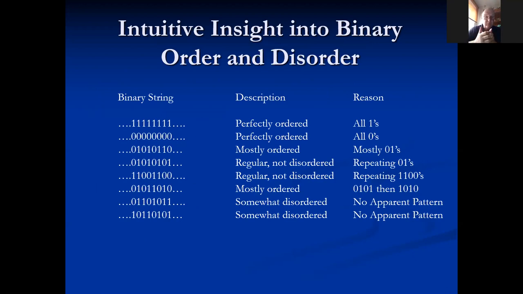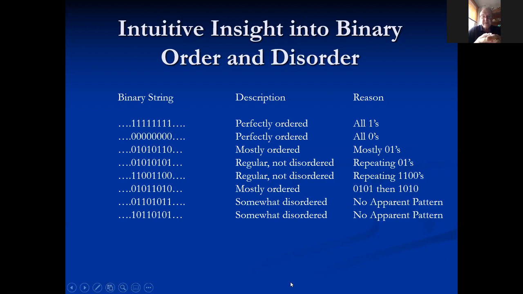An 8-bit string of all zeros, we might regard as being also perfectly ordered. A string 01010110 is mostly ordered, but there's a reversal at the end. A string 01010101 is clearly regular, it's not disordered, and in fact it's periodic. And then the next string is a periodic string with a period of 4. It's a repeating 1100. And then the last couple or three strings, there's no obvious pattern.